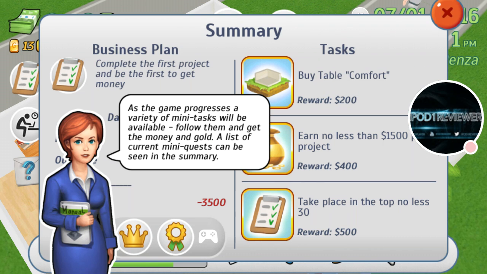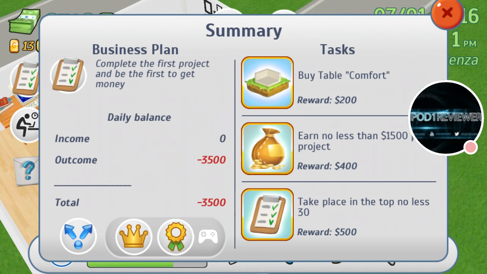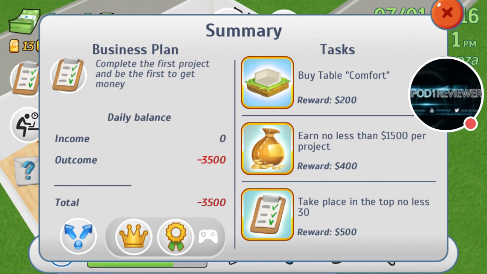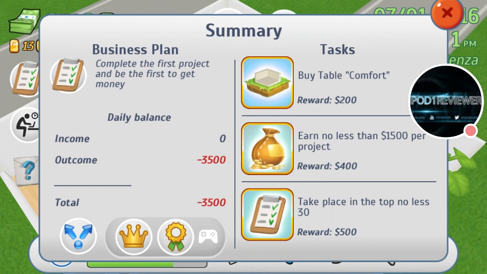Okay, let me see. Oh, here's my task. Yeah, I'm making a lot of money. I mean, yeah, losing a lot of money is what I meant to say. So we bought the table, we earned no less than... Take place in the top, no less 30. Oh, okay, whatever that is.